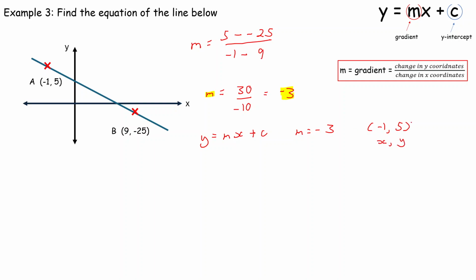And I've got a y value, which is 5, an m value, which is minus 3, an x value, which is minus 1. And c is the missing constant that I'm trying to find. So substitution, y is equal to 5 is equal to my m value, which is minus 3. My x value is negative 1. And I'm adding on c.